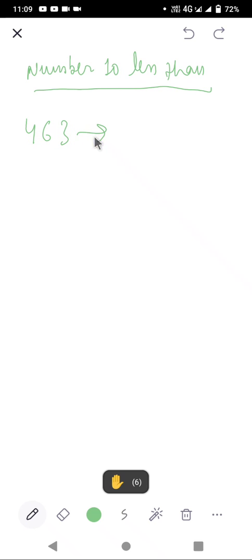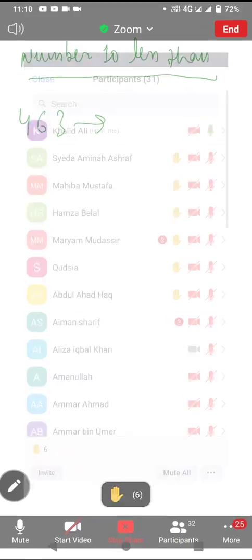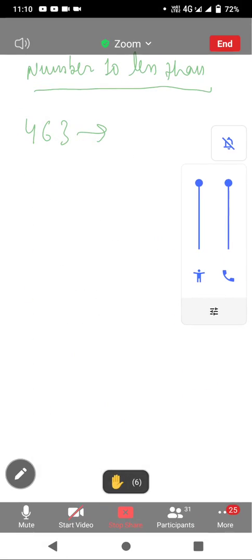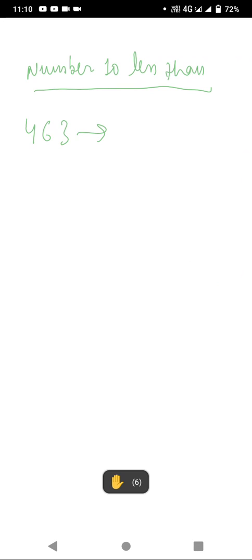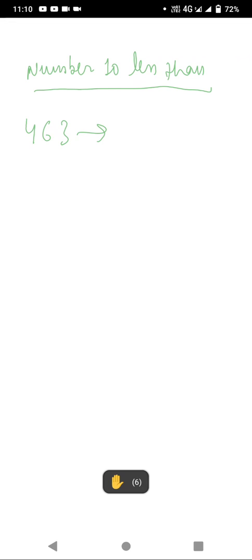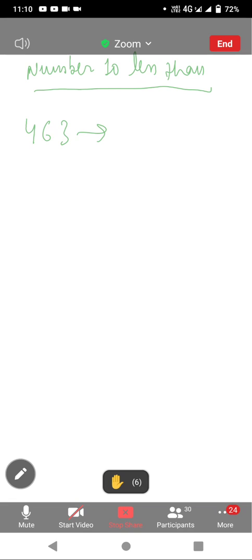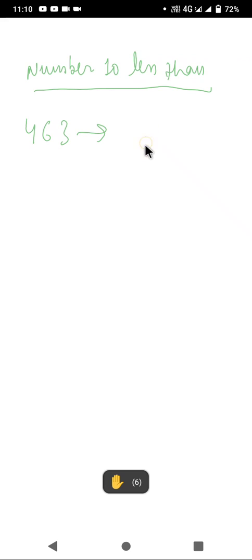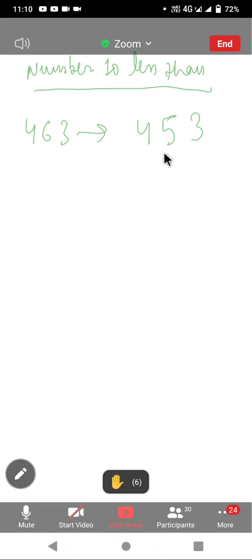Tell me students, what is 10 less than 463? Quickly. No beta, 10 less than, not 100 less than. It is 10 less than, so we'll subtract. Yes, very good. 453. What will change? The tens place digit will change only.